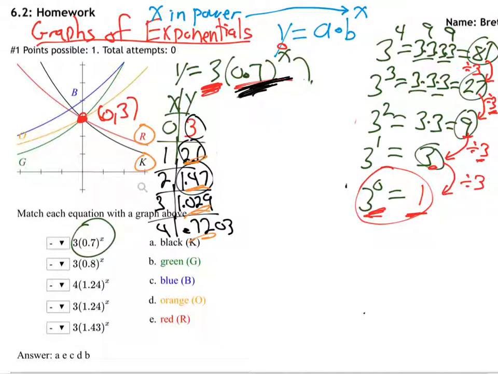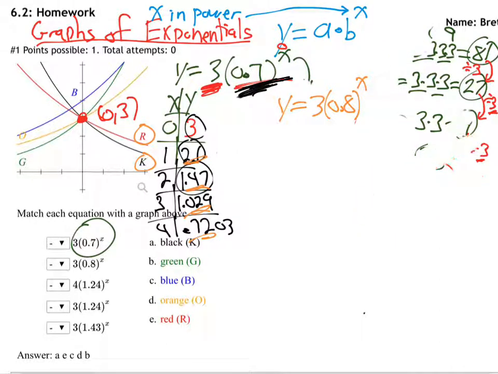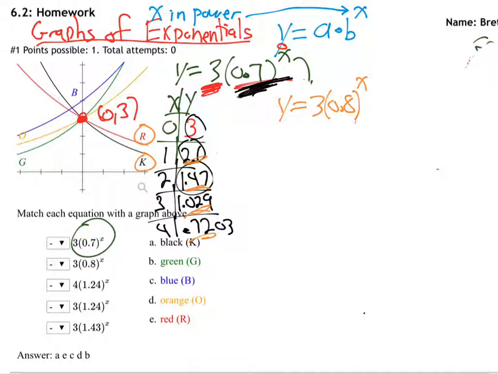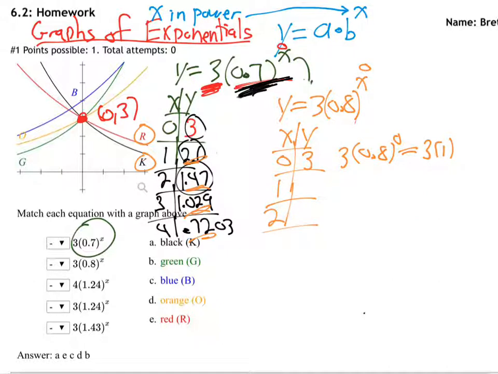Now let's try the other one here: 3 times 0.8 to the x. Let me get rid of this stuff here. And let's think about what happens with that one. So we're going to make an xy table again. When x is 0, when you plug in 0 there, you're going to get 3 times 0.8 to the 0. Anything to the 0 is 1, so that's just 3. Good. And then the next one will go 1, 2, 3.